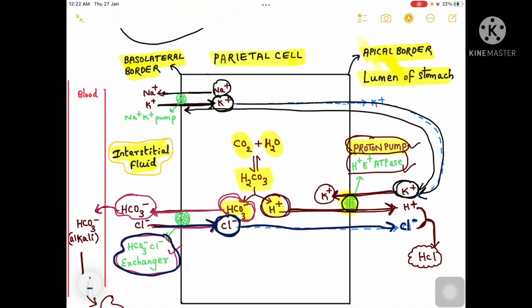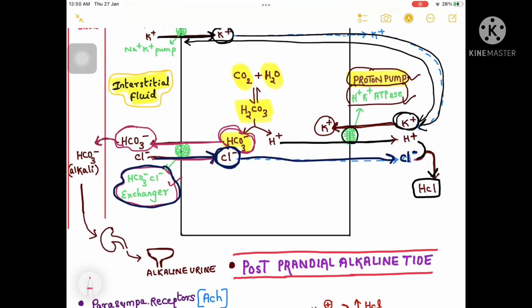Now H plus is already available here. This chloride ion combined with this H plus ion results in the formation of hydrochloric acid, and this is our gastric acid. In this way, the gastric acid is produced.